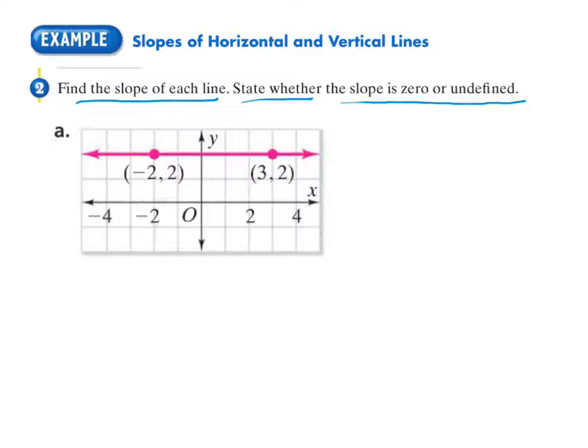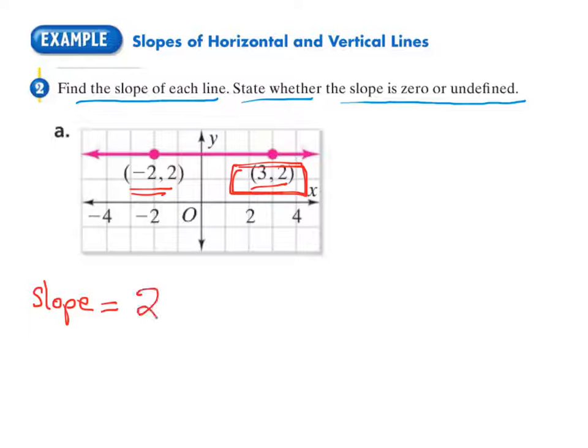What are the two coordinates, 2 points on this line? Negative 2, 2 and 3, 2. So let's find the slope of this line. The slope is change in the y coordinates. Let us start from this point. So what is the y coordinate of this?